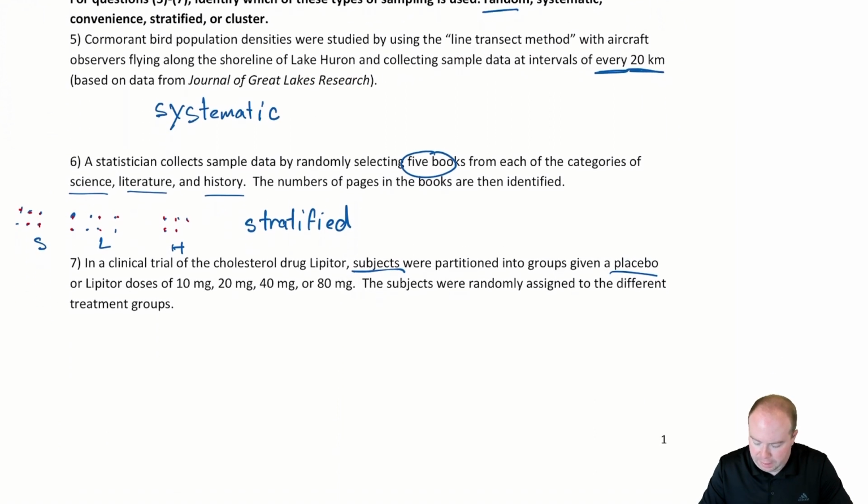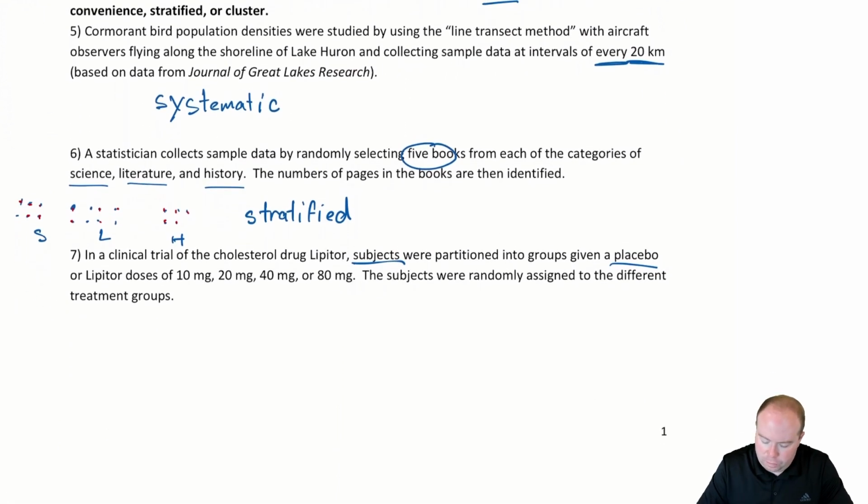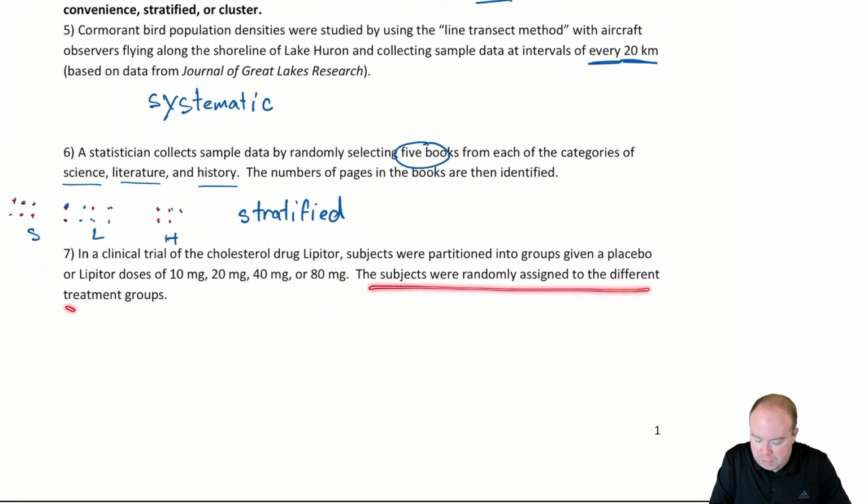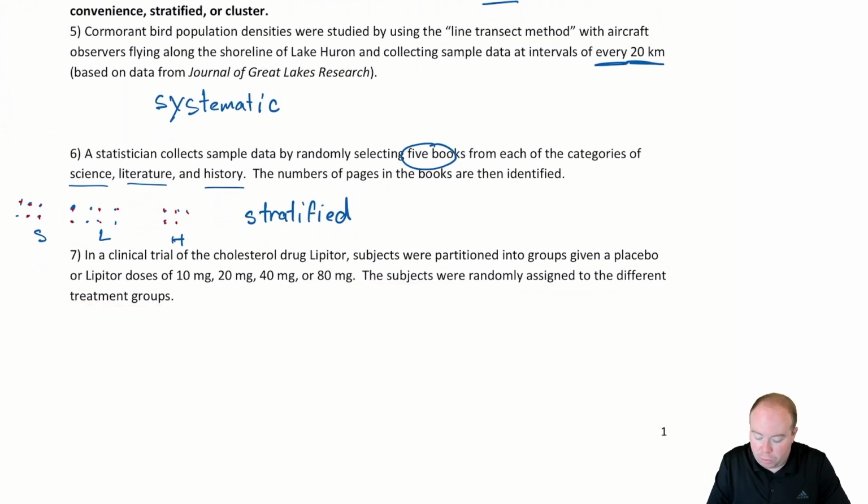Number 7 is a little bit tricky, so let's go ahead and erase that for now. In a clinical trial of the cholesterol drug Lipitor, subjects were partitioned into groups given a placebo or a dose of various sizes. The subjects were randomly assigned to different treatment groups.